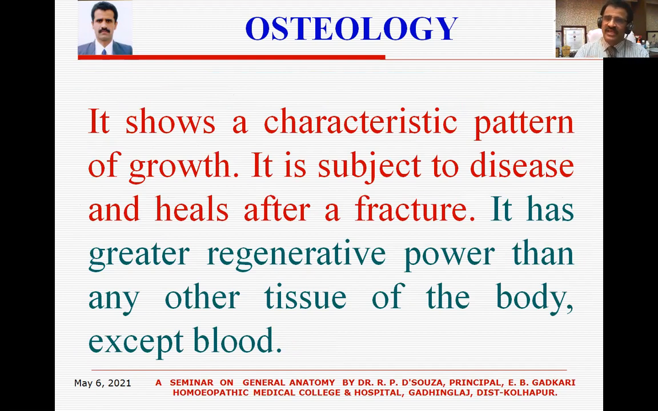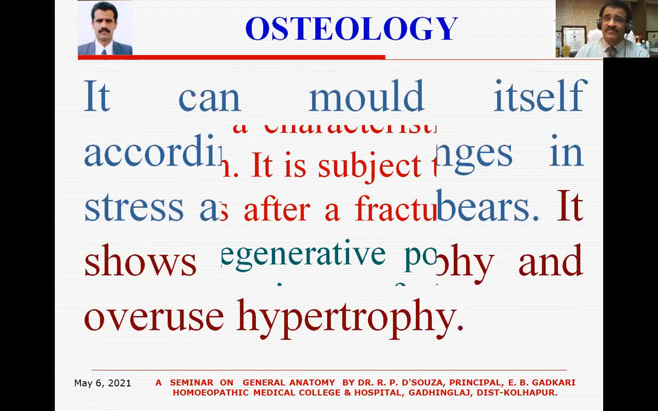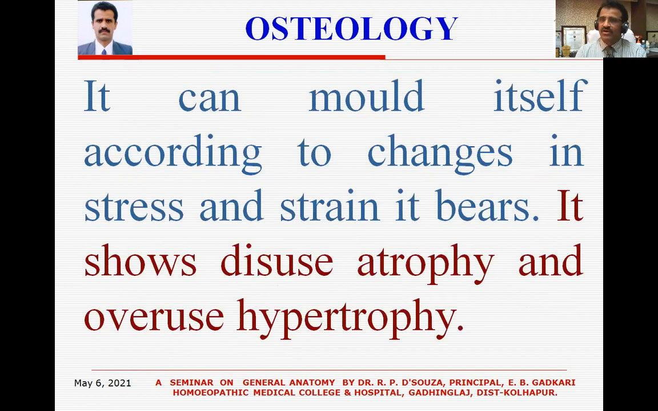That is why bone has got greater regenerative power than any other tissue in the body except blood. So blood is highly regenerative connective tissue, and the second regeneration capacity is given to the bones. So the bones, though they look hard and rigid, are highly living and they have got a regenerative power. Bone can mold itself according to changes of stress and strain it bears.